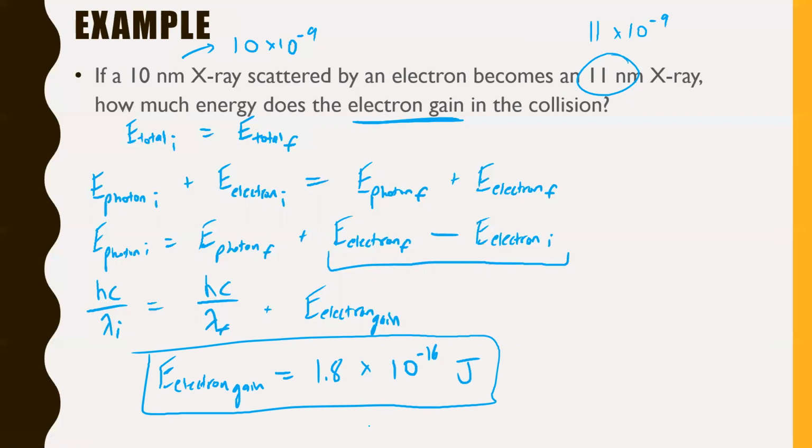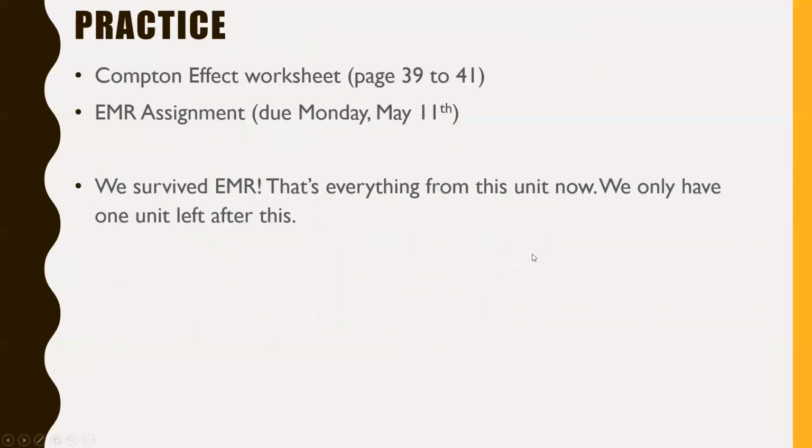That was probably the hardest question in here. That was kind of an unreal one, but oh well, whatever. Anyway, we're done. That's it. Compton effect worksheet, page 39 to 41. That's it. And you're going to notice that's the end of that whole booklet. We're done. EMR is over. We only have 1 unit left.